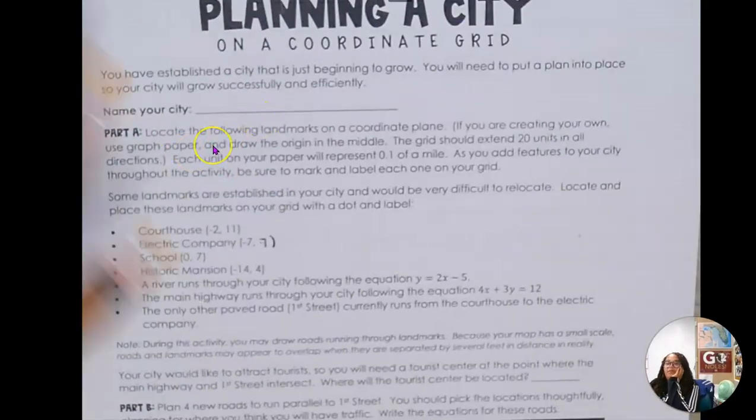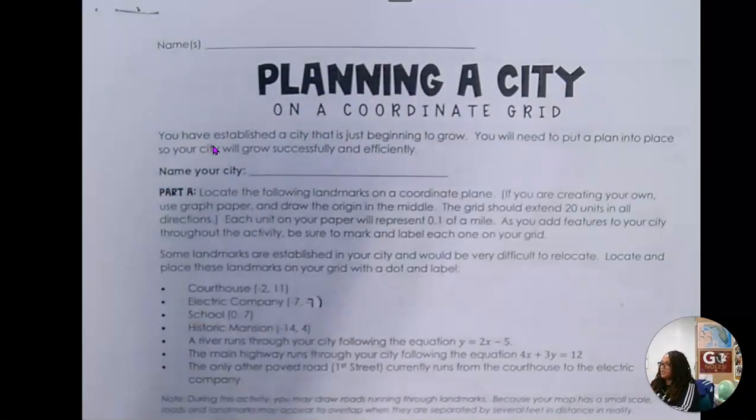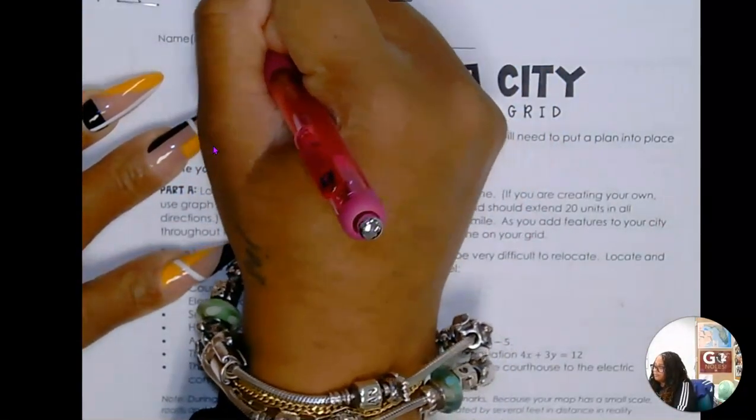So getting started on our planning a city on a coordinate grid, your name should be on your paper already. That should be the first thing that you write.